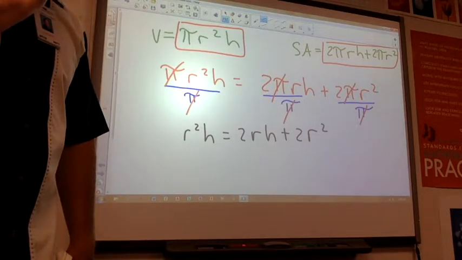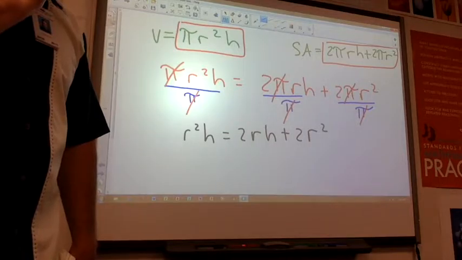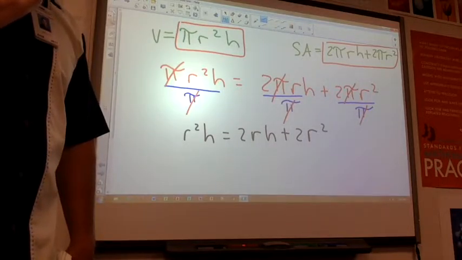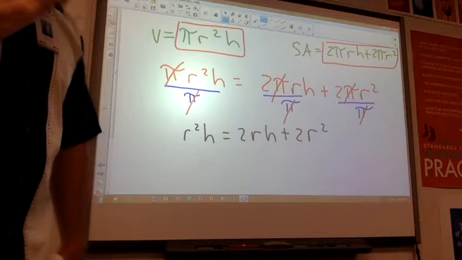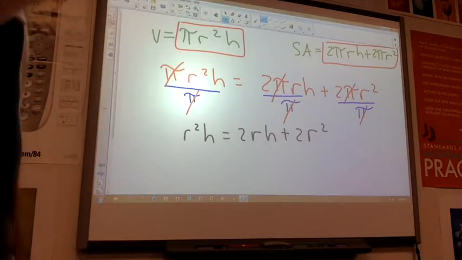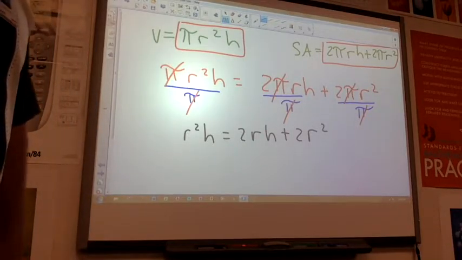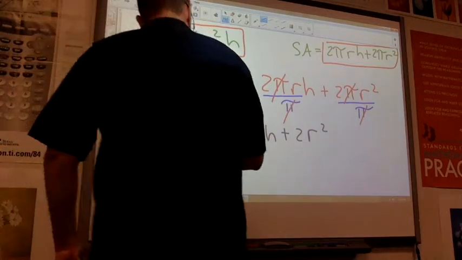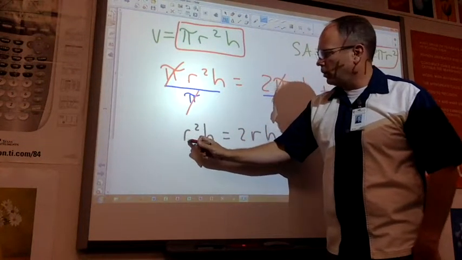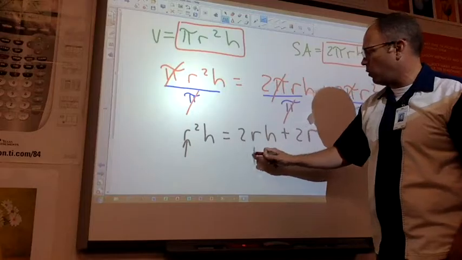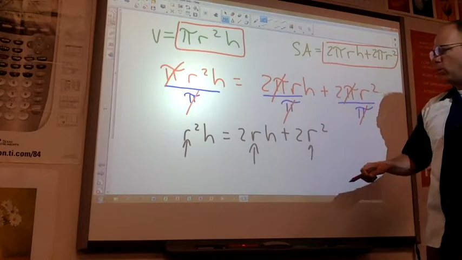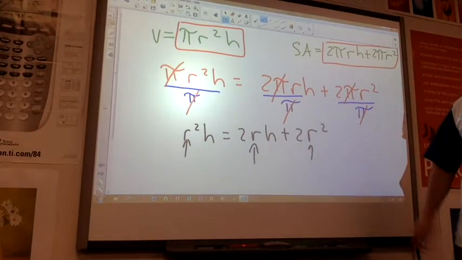What's the unknown on both the problems? The height. So the height, we have the radius. The radius on number 15 is what? 6. So the radius here, we know what we're going to plug in for that. What are we plugging in for r? 6.